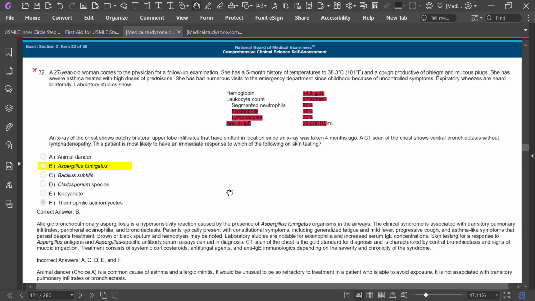Skin testing for a response to Aspergillus antigens and Aspergillus-specific antibody serum assay can aid in diagnosis. CT scan of the chest is the gold standard for diagnosing and is characterized by central bronchiectasis and signs of mucoid impaction. Treatment consists of systemic corticosteroids, antifungal drugs, and anti-IgE medications.